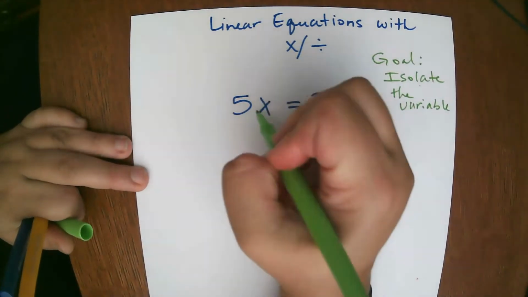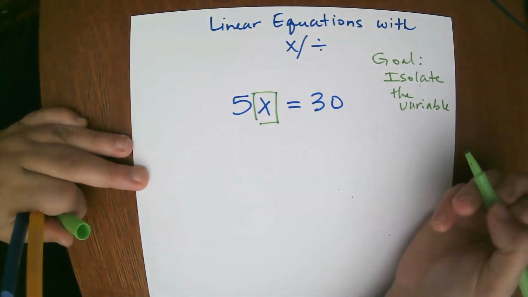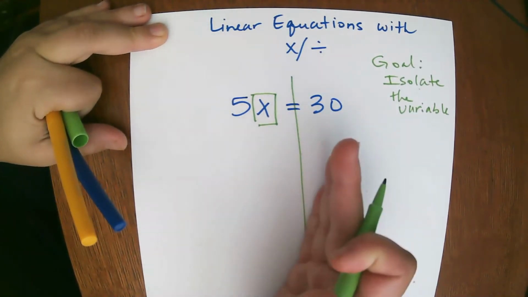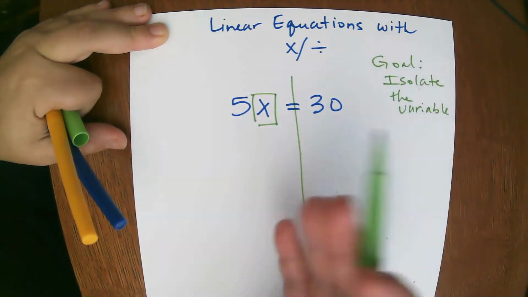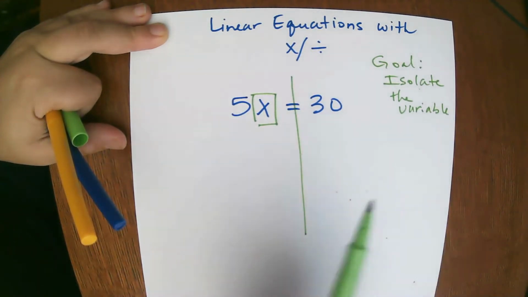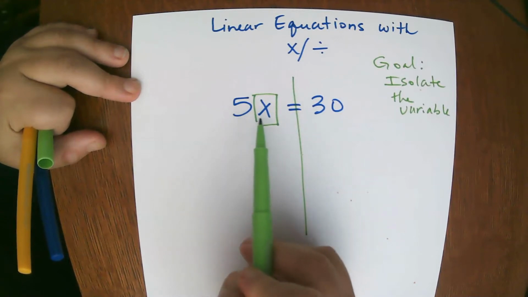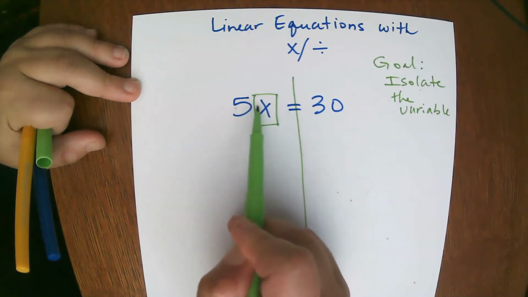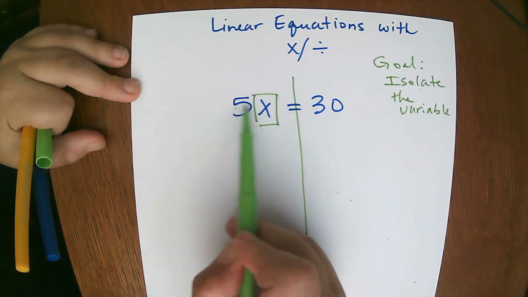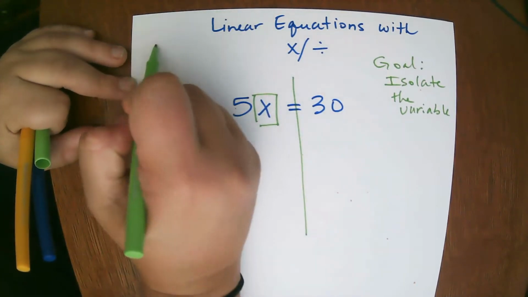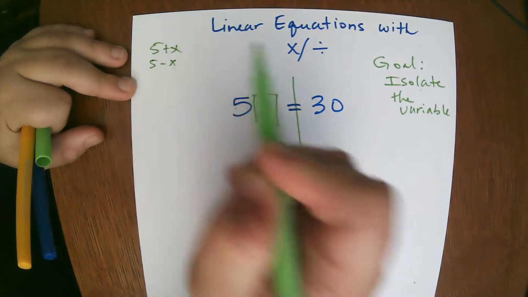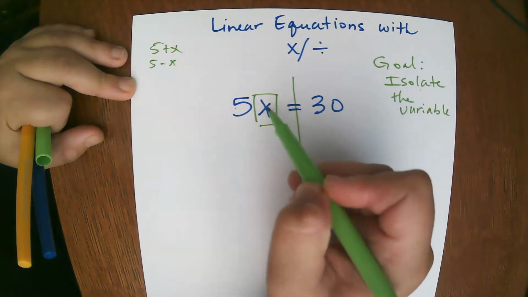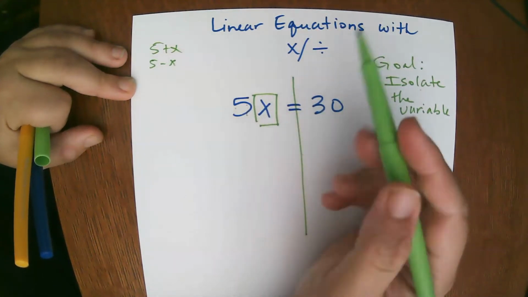So the first thing I'm going to do is box my variable as my visual cue, and draw my wall. And I'm going to start to move things from one side of the wall to the other. When I read this equation, I said 5 times x equals 30. Whenever you have a number stuck to a variable, and what I mean by stuck is there's no operation between, it doesn't say 5 plus x, it doesn't say 5 minus x, it says 5 and nothing between it. Disregard the box, it's just 5x.